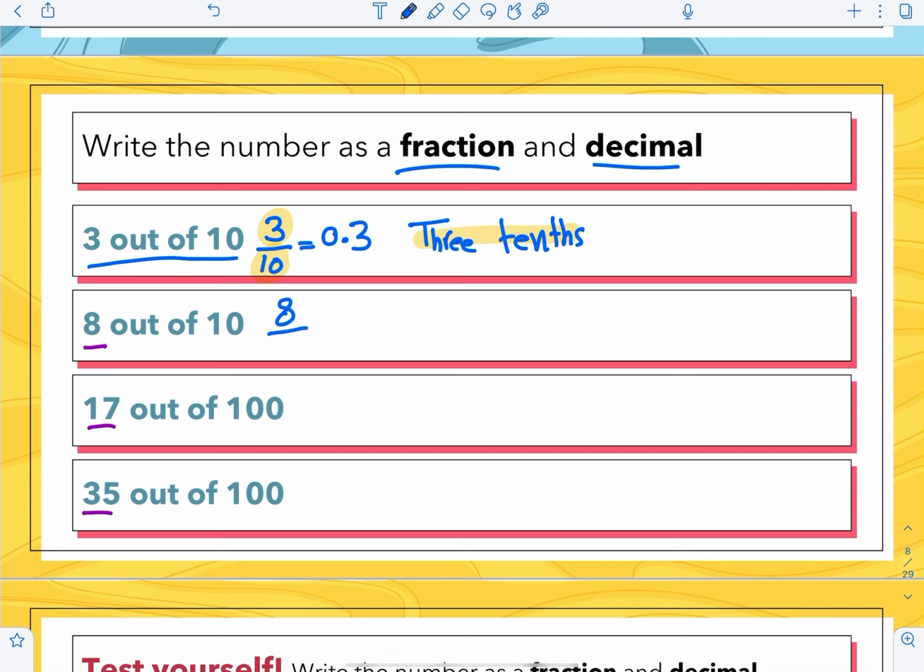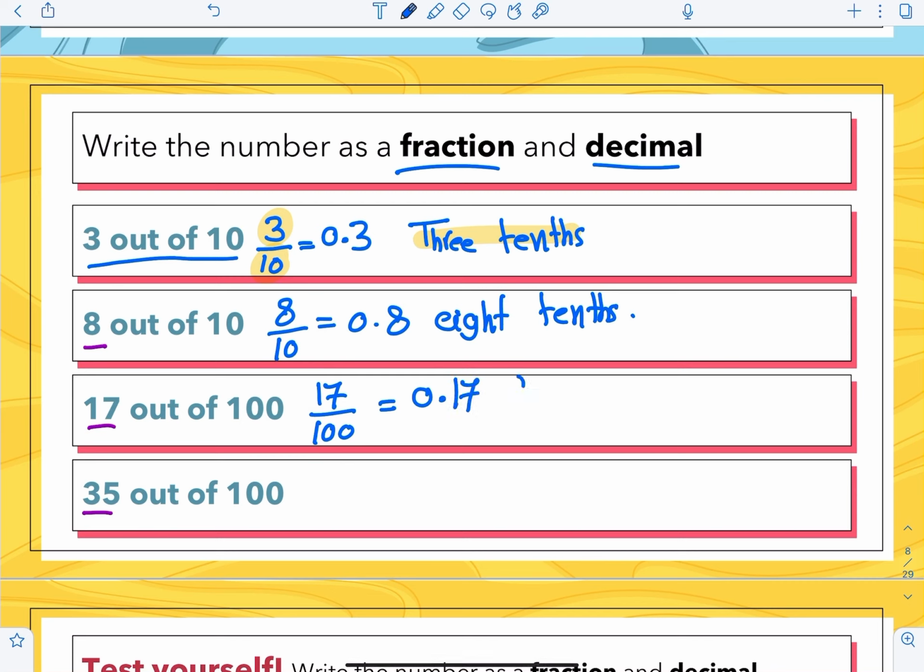Now the other one, 8 out of 10. This is 8 parts out of 10. So again, 0.8. And in words, this is going to be 8 tenths. Now, next I have 17 out of 100, meaning I have 17 parts out of 100 parts, which is going to be equal to 0.17, and in words, this is going to be 17 tenths? No, 17 hundredths. All right.